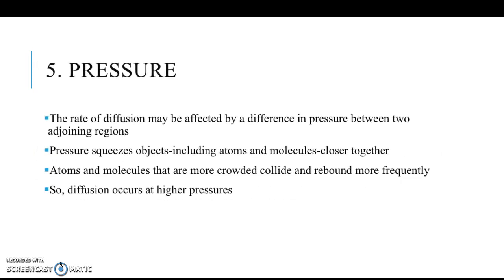5. Pressure. The rate of diffusion may be affected by a difference in pressure between 2 adjoining regions. Pressure squeezes objects, including atoms and molecules, closer together. Atoms and molecules that are more crowded collide and rebound more frequently, so diffusion occurs faster at higher pressures.